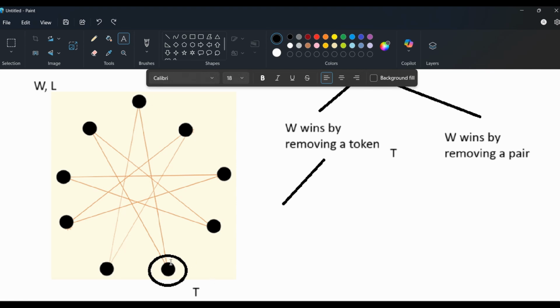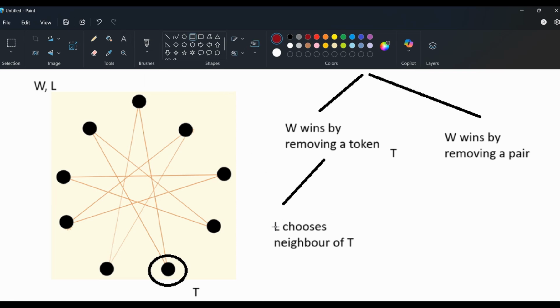So if W is winning by removing this token, there's no way for L to have chosen a neighboring token, and this won't happen. Let's think about other vertices. Could L choose this and make it win?